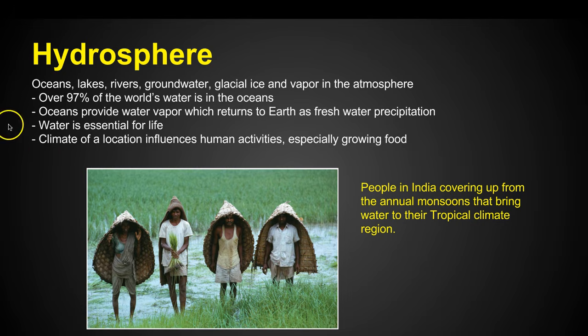So water is essential for life. We know this. The climate of a location influences human activities, especially growing food. And that's based off what we find in the hydrosphere because of the water. Here we see people in India covering up from the annual monsoons that bring water to their tropical climate region. It's not like what we have here in the United States. These people have to wait for their once-a-year rain.